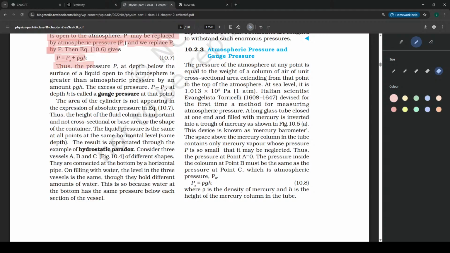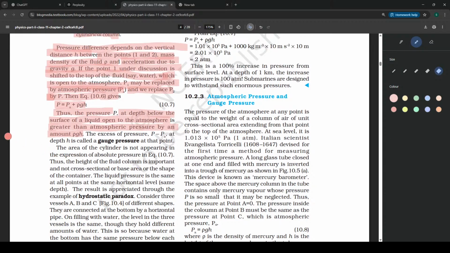Thus, the pressure P at depth h below the surface of a liquid open to the atmosphere is greater than atmospheric pressure by an amount rho gh. We can understand this equation by saying that the pressure inside the liquid is greater than the pressure outside the liquid by an amount rho gh. The excess of pressure P minus Pa at depth h is called gauge pressure.